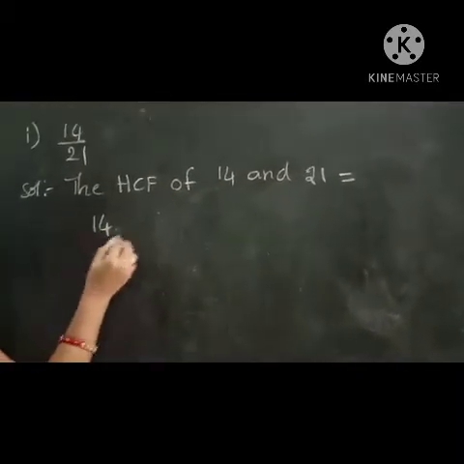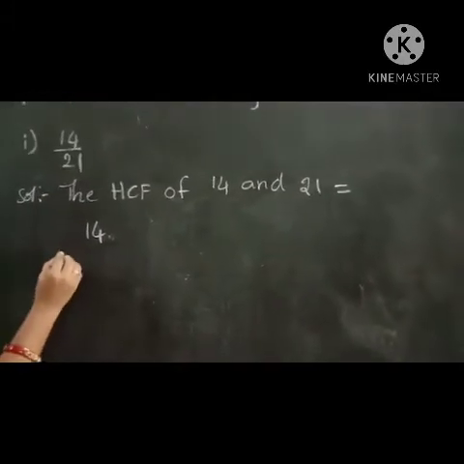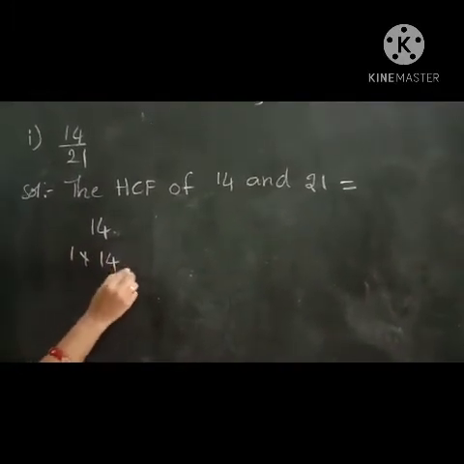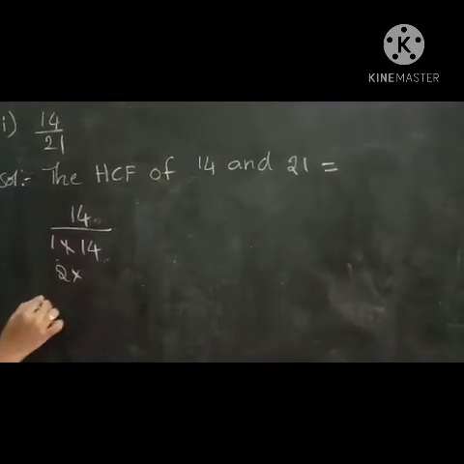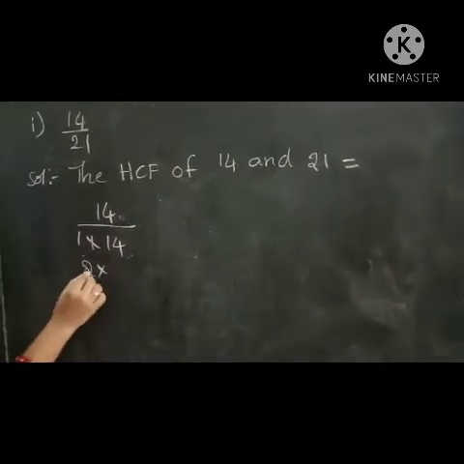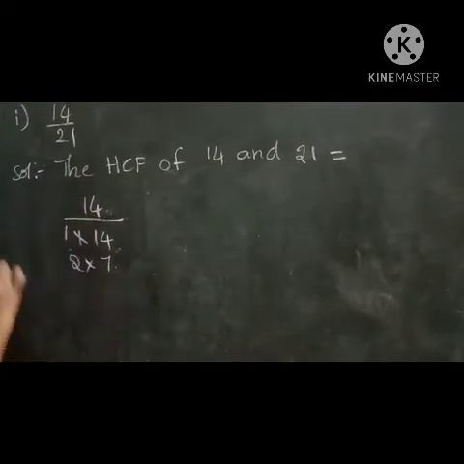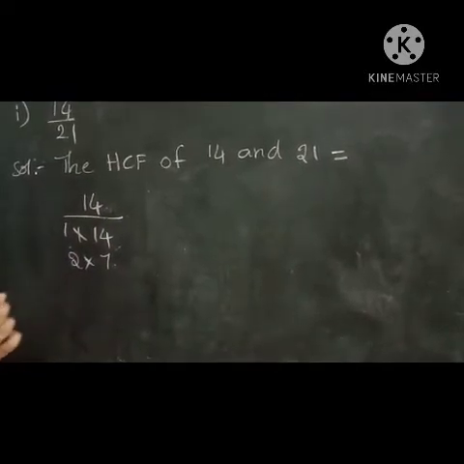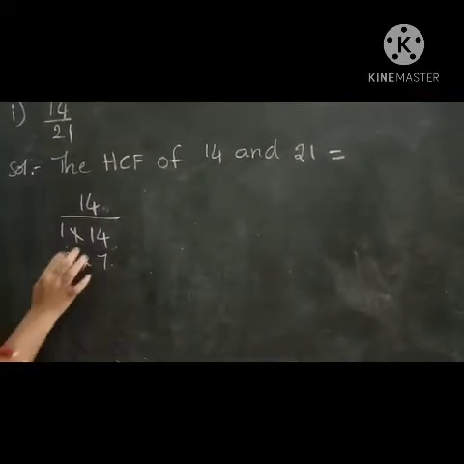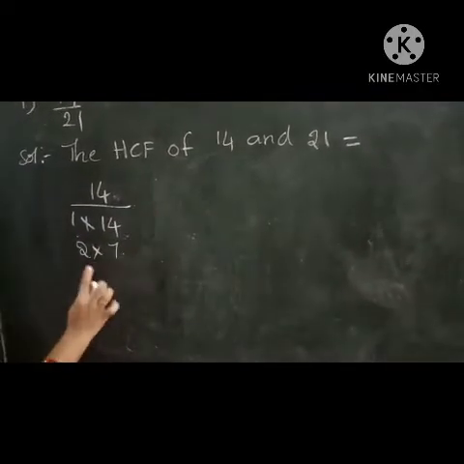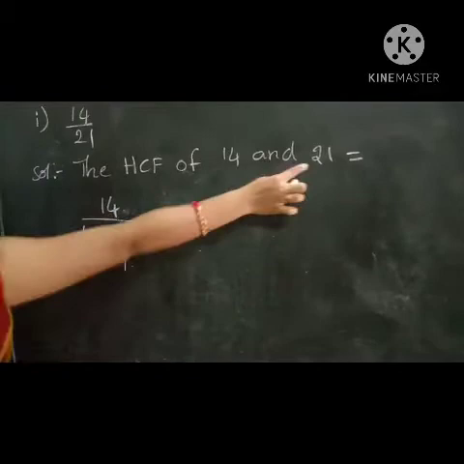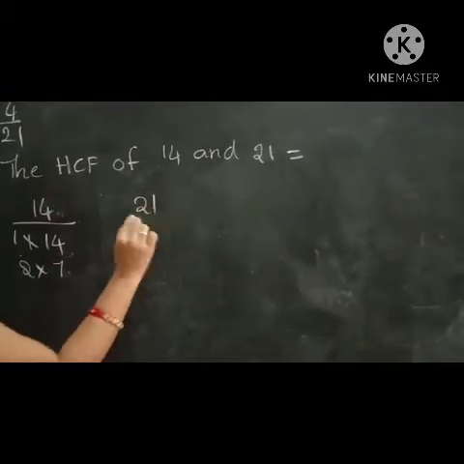First, 14 is there, no? And the factors of 14: 1 into 14. In 1 table 14 is already there. In 2 table, is 14 there or not? Yes. How many times? 2 7s are 14. In 3 table, is 14 there or not? Not there. In 4 table not there. 5 table not there. So these are the factors of 14.